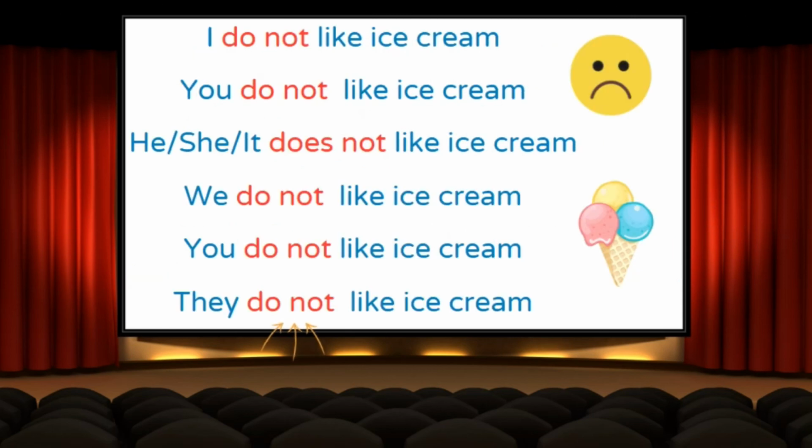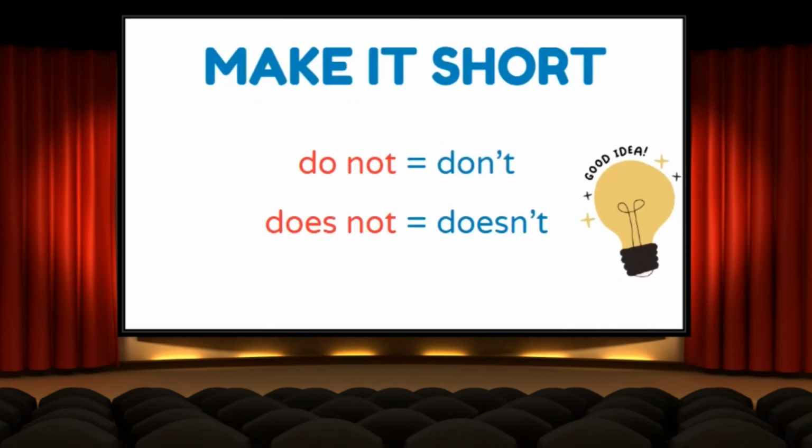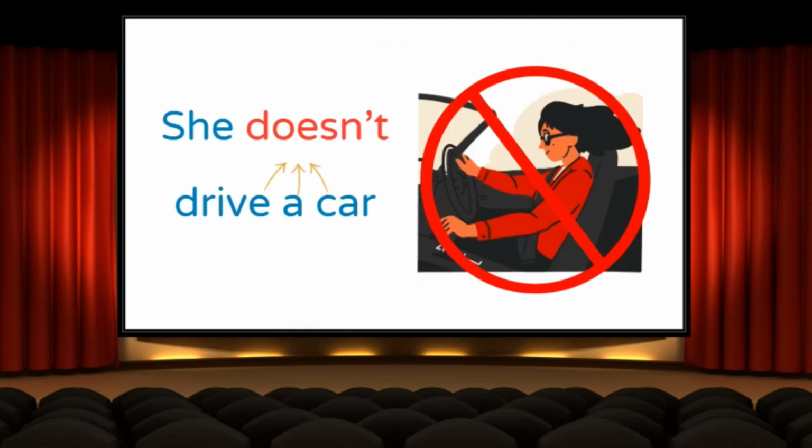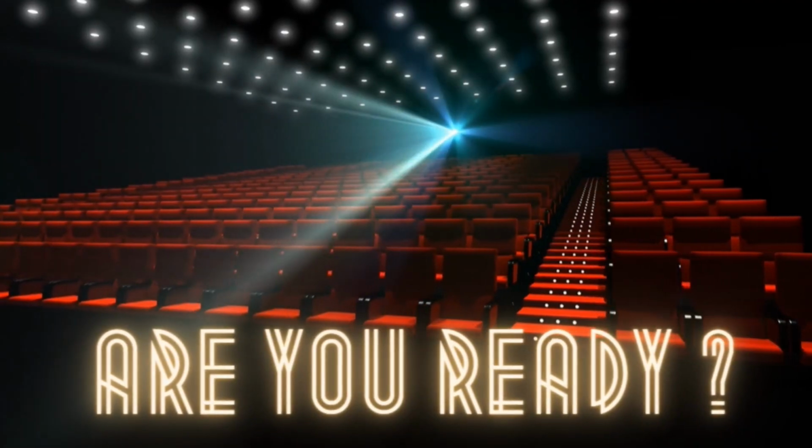I do not like ice cream. You do not like ice cream. He, she, it does not like ice cream. But wait, here's a little secret. Actually, people often use shorter ways of speaking with the present simple. Instead of do not, they say don't. And instead of does not, they say doesn't. It's easy, right? I don't sing. She doesn't drive a car. They don't play soccer. Let's look at some examples.